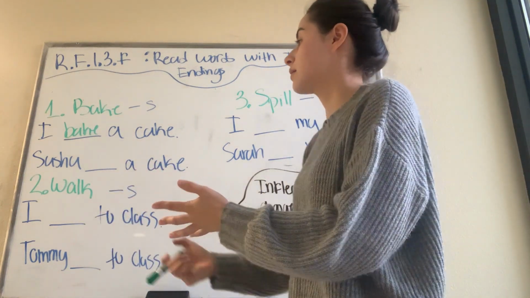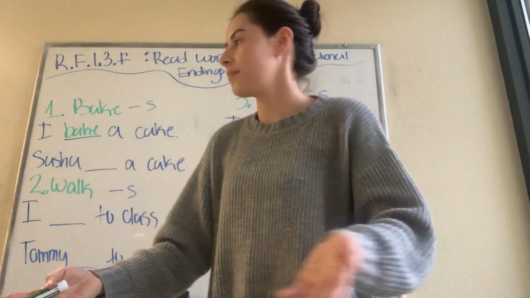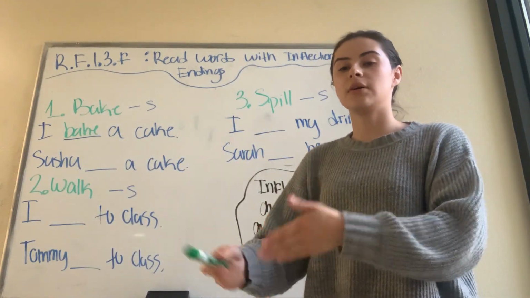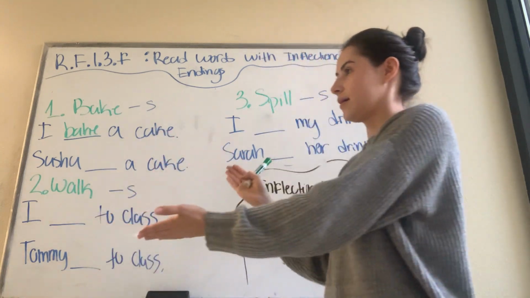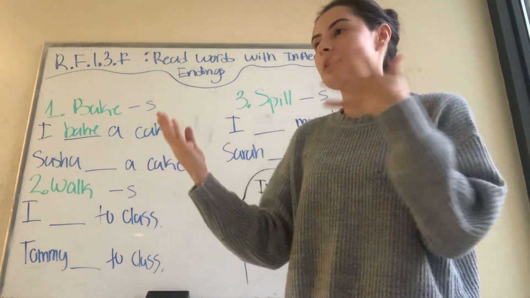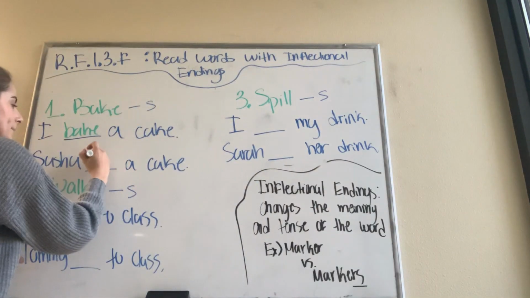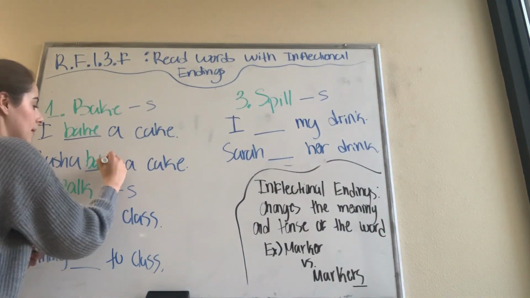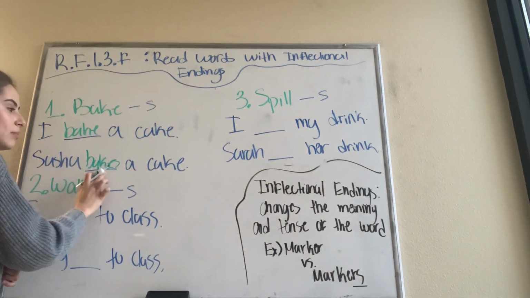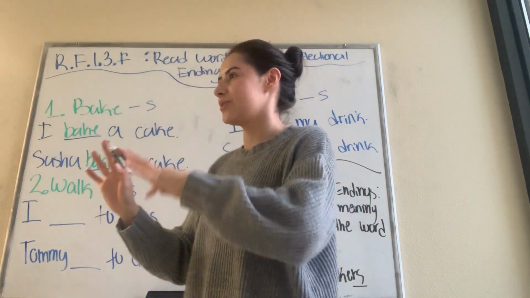But what about if someone's telling you about another person that is baking? You can say blank, you can use whatever name you want. For today, we are using Sasha. So Sasha blank a cake. She is in the process of actually doing the process. What do we add? We add an S, making it bake plus S, bakes. Sasha bakes a cake.